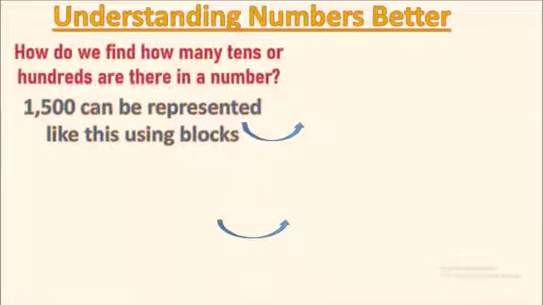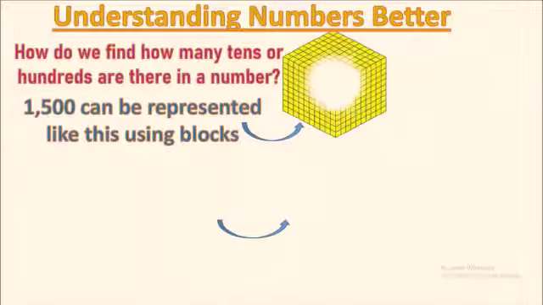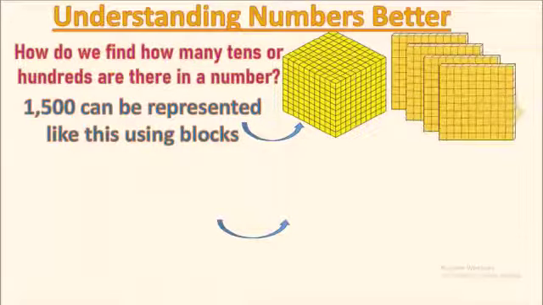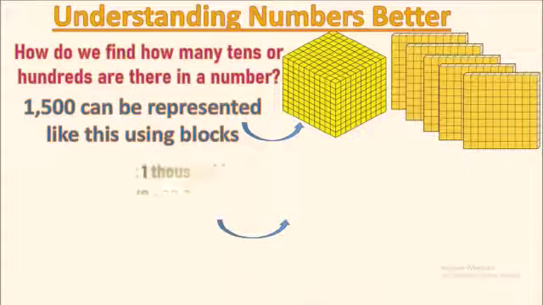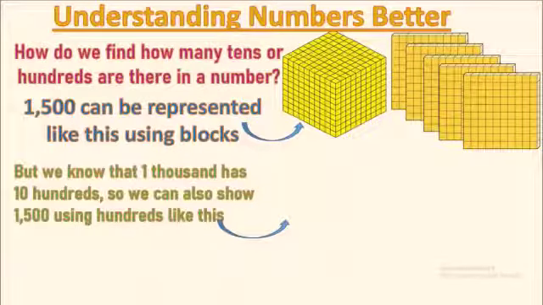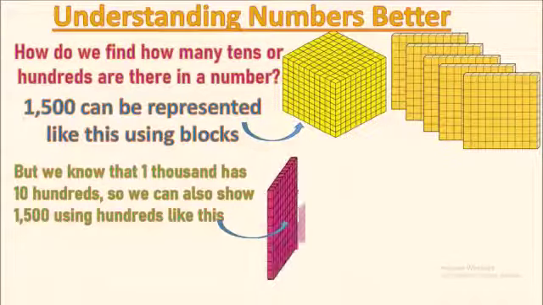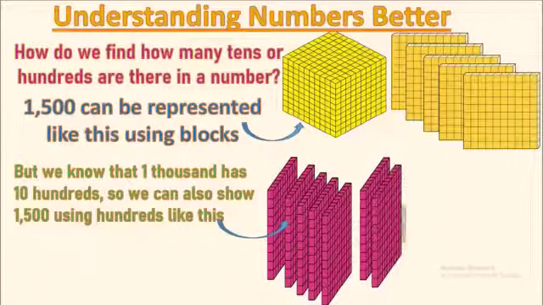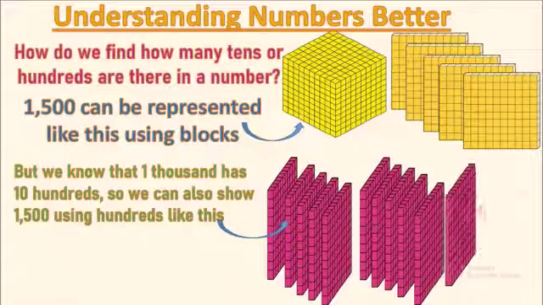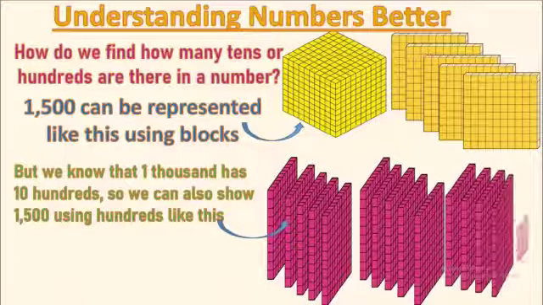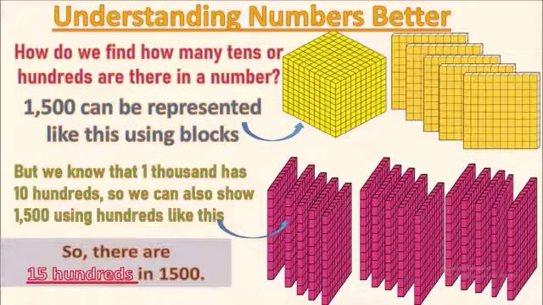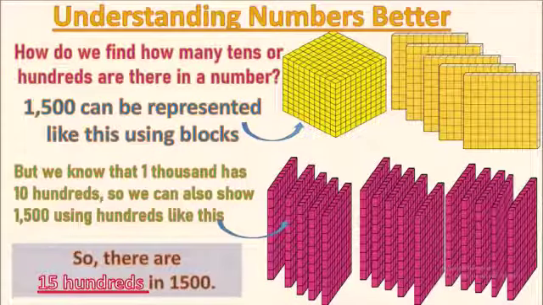Let's see this example. 1500 can be represented using blocks like this. But we know 1000 has 10 hundreds in it. So we can show it as this as well. So there are 15 hundreds in 1500.